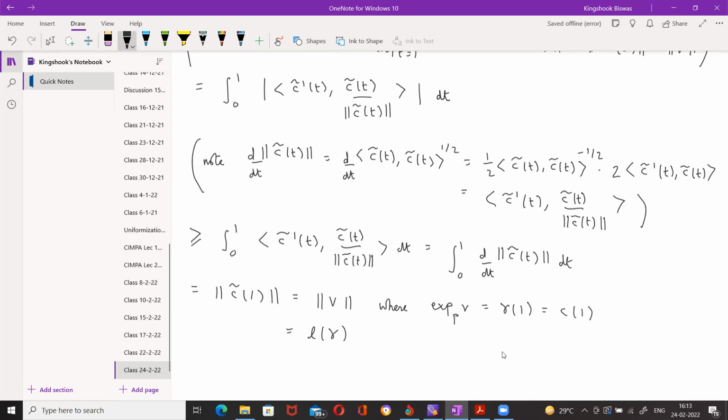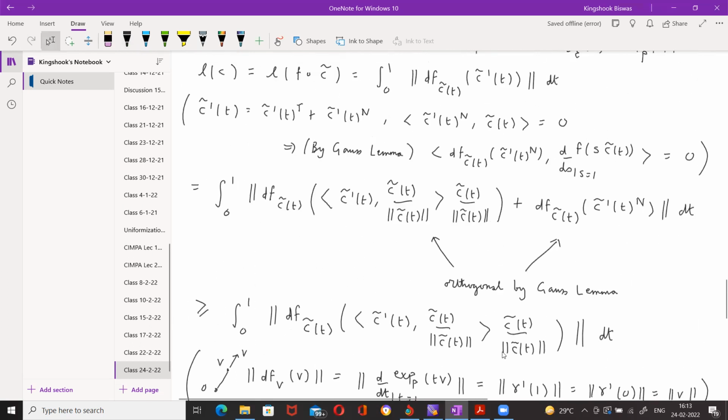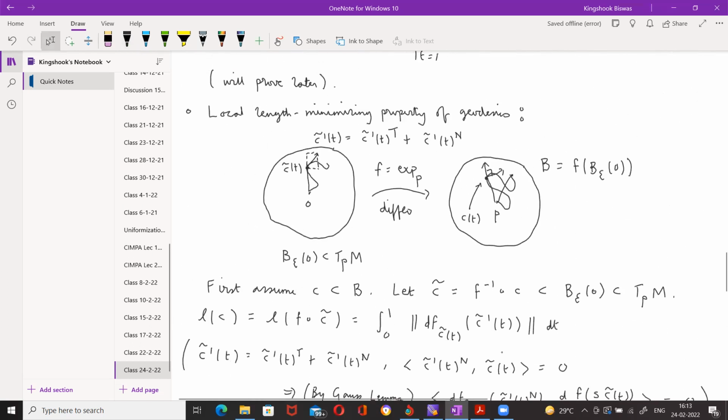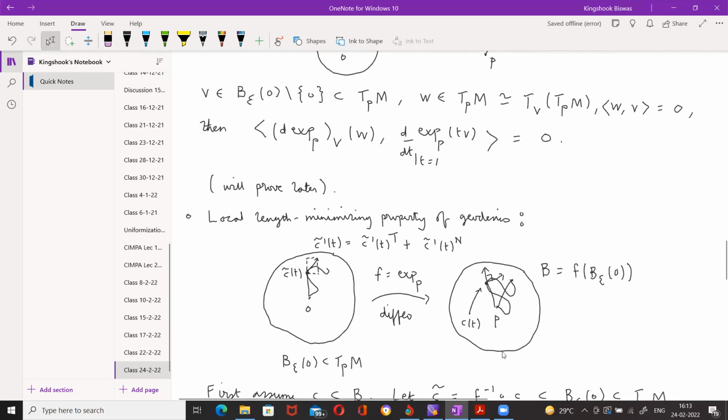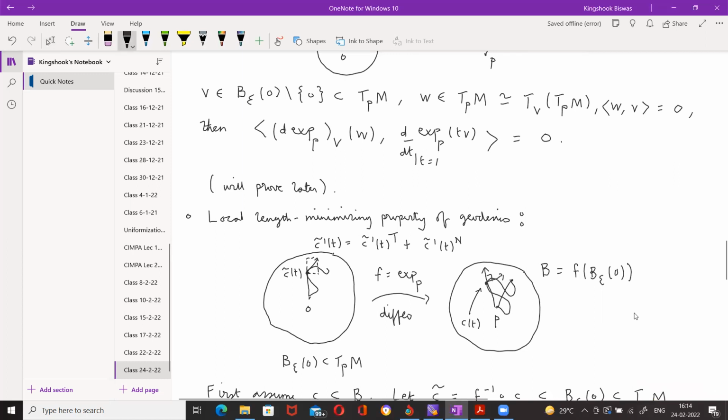Now, this we did assuming that the curve stays inside this geodesic ball, right? We did this assuming the curve stays inside the geodesic ball. But if the curve goes outside the geodesic ball, then the argument is very easy, because if it goes outside the geodesic ball of radius epsilon, then the same argument breaking into normal components and so on will tell you that the curve has length at least epsilon, right?